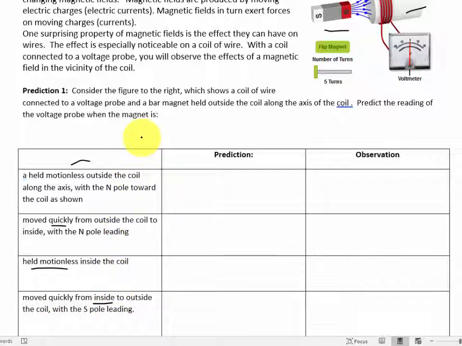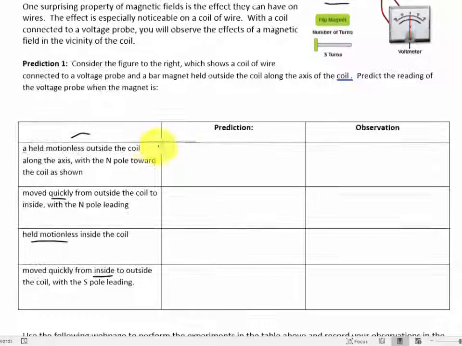Now remember that nature does not like a change, much like my mother. So keep that in mind with your predictions.